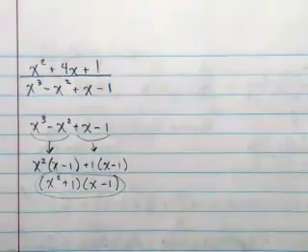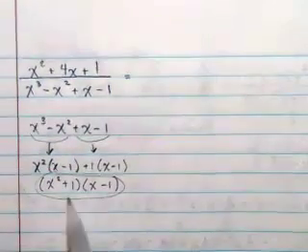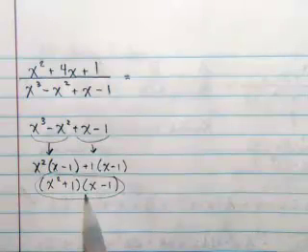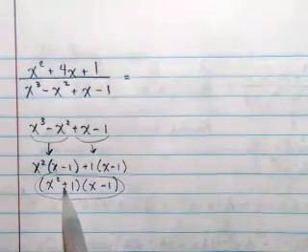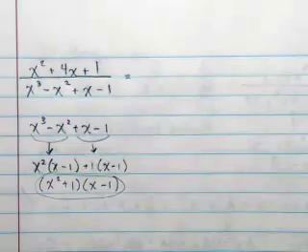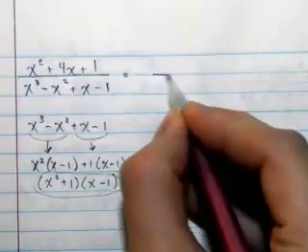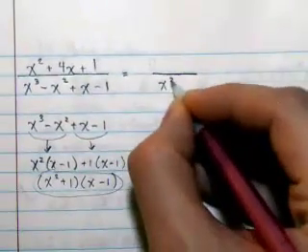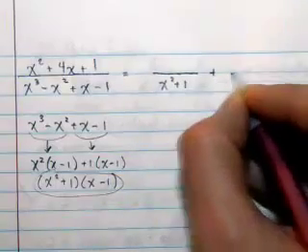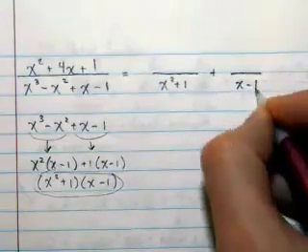So for this one, nothing repeated here, right? It's x minus 1 and x squared plus 1. And x squared plus 1 does not factor any further. It is not x squared minus 1. It is x squared plus 1. You're stuck. Can't go any further. So we've only got two fractions, x squared plus 1 and x minus 1.